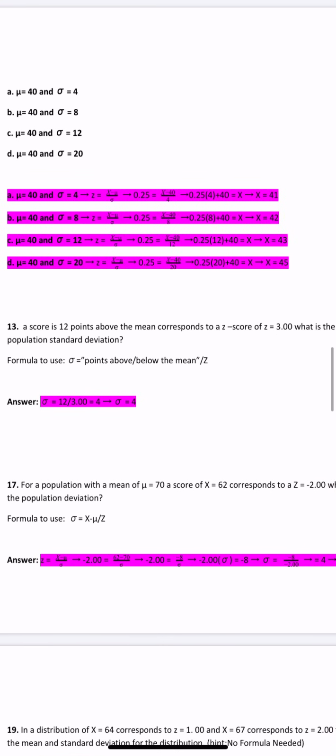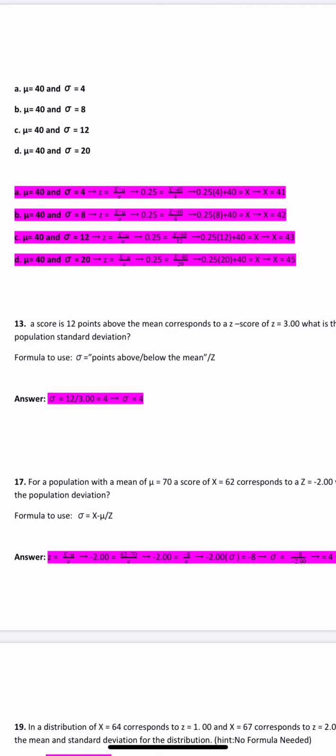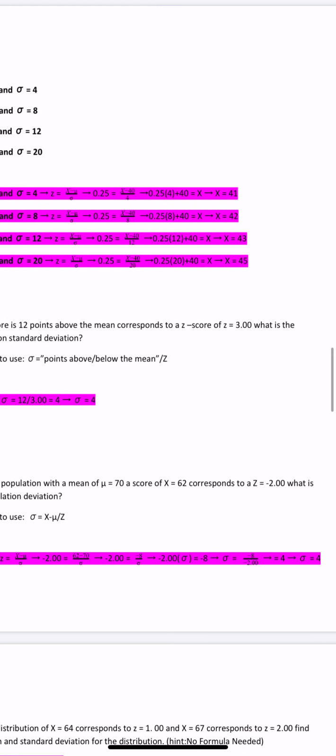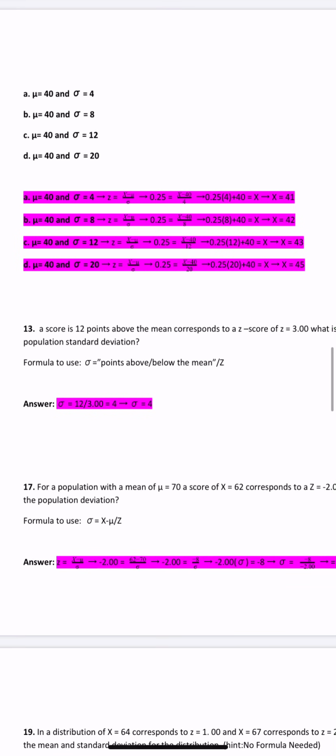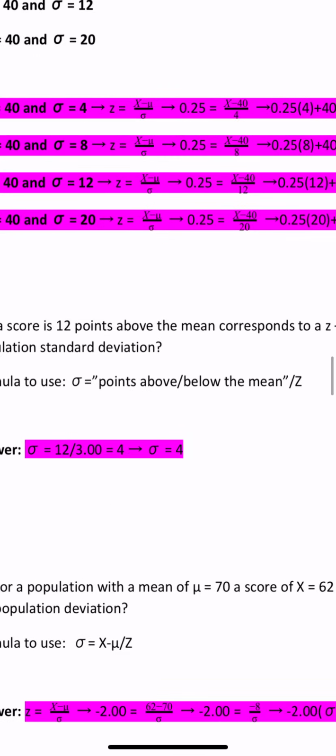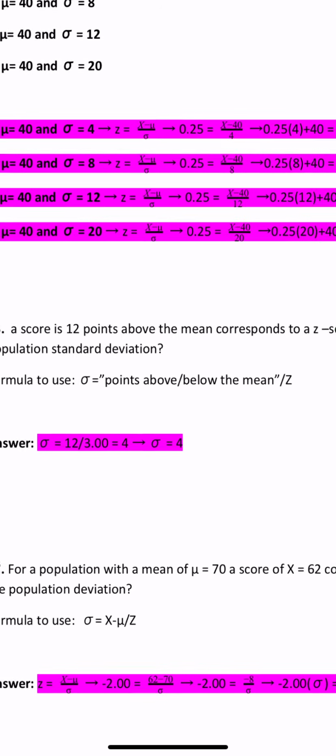Okay, moving along. A score is 12 points above the mean, corresponds to a z-score of 3. What is the population standard deviation? So when we're given how many points above or below the mean, the formula uses standard deviation equals points above or below the mean divided by z.